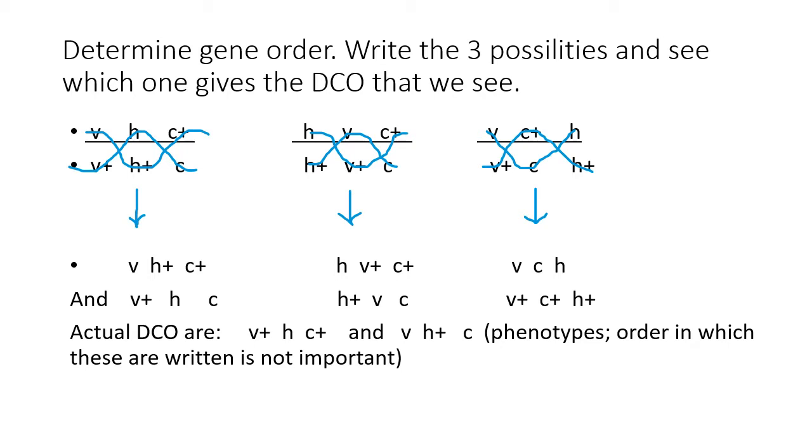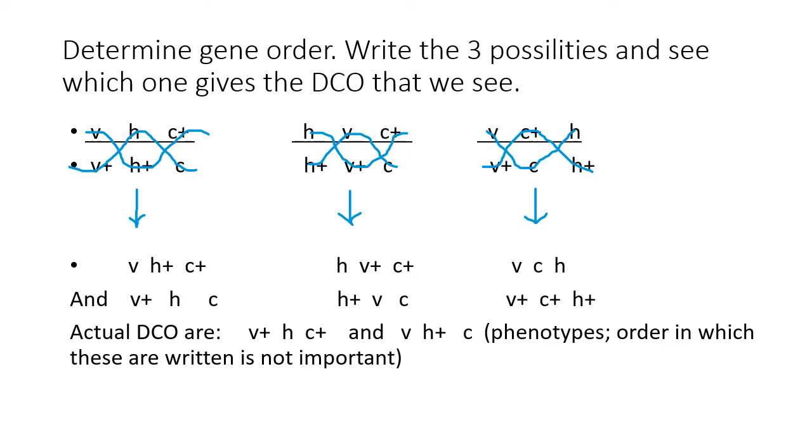So in this one, I have V, H plus, C plus being one of the double crossover progeny, and V plus, H, C being the other one. So the mutant phenotype here is going to be one is vermilion only, and the other is hooked and curved only. Now we look at our double crossovers, and we see that one of them is hooked only, and the other one is vermilion C. So that does not match the double crossovers given by this particular order. We don't have H and C together, we have V and C together. We have V and it's not by itself, so this one cannot work.